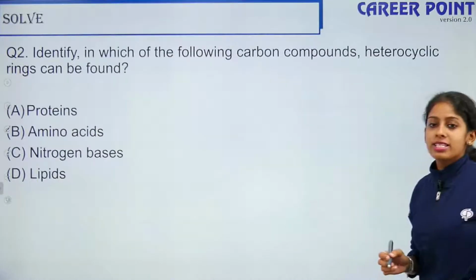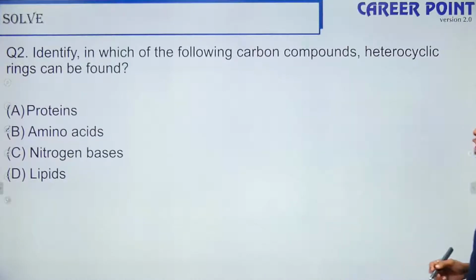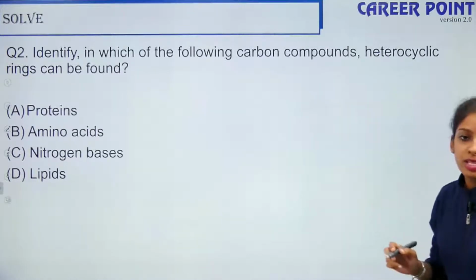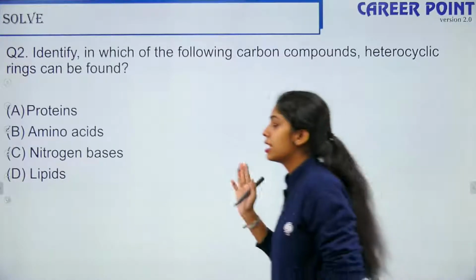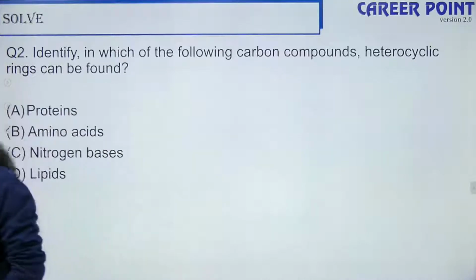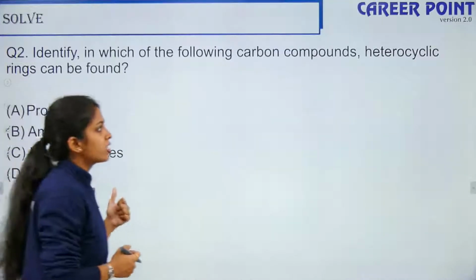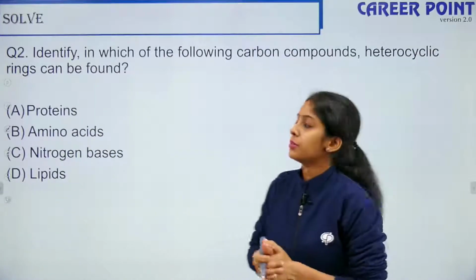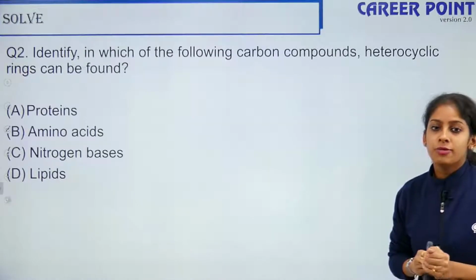Okay. So question number 2. Identify in which one of the following carbon compounds heterocyclic rings can be found: proteins, amino acids, nitrogen bases, or lipids. Question number 2. You should have carbon compounds as well as heterocyclic rings. What is the answer? Come on, quick.